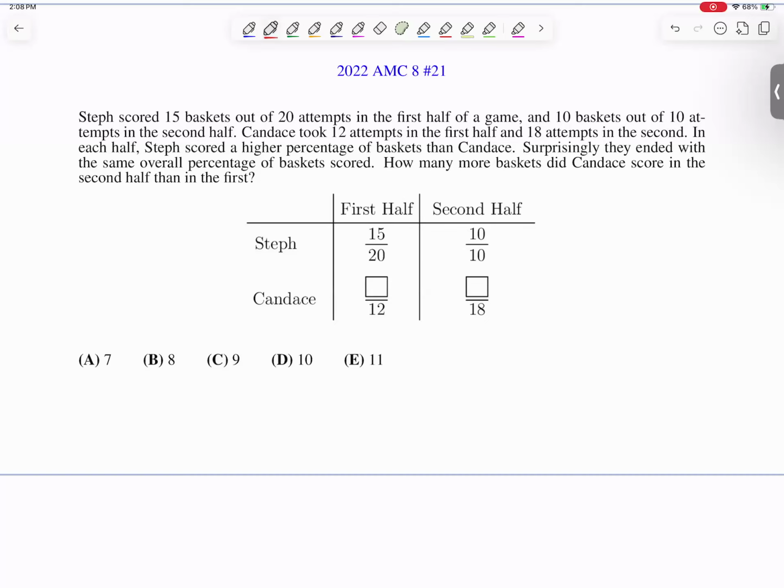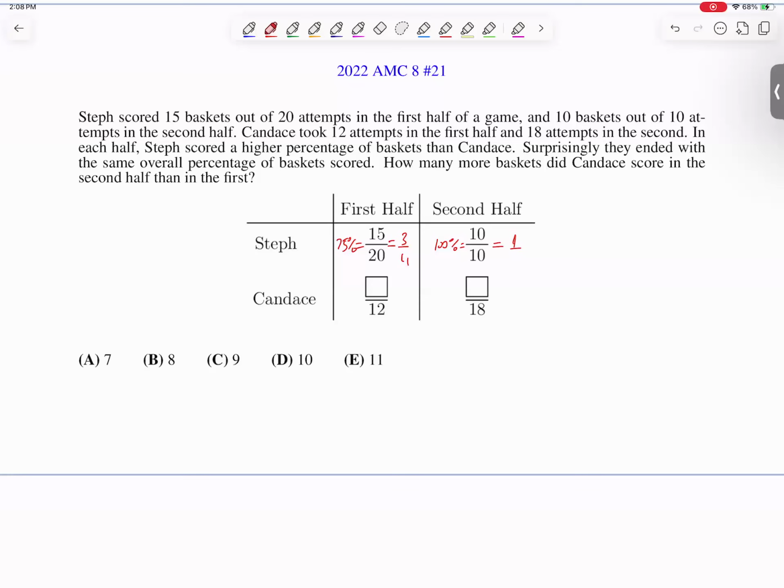If you look at each half, Steph scored 15 out of 20, which is 3/4, which is 75% in the first half. In the second half, he scored 10 out of 10, which is 1, which is 100%. Candace scored less than 75%.